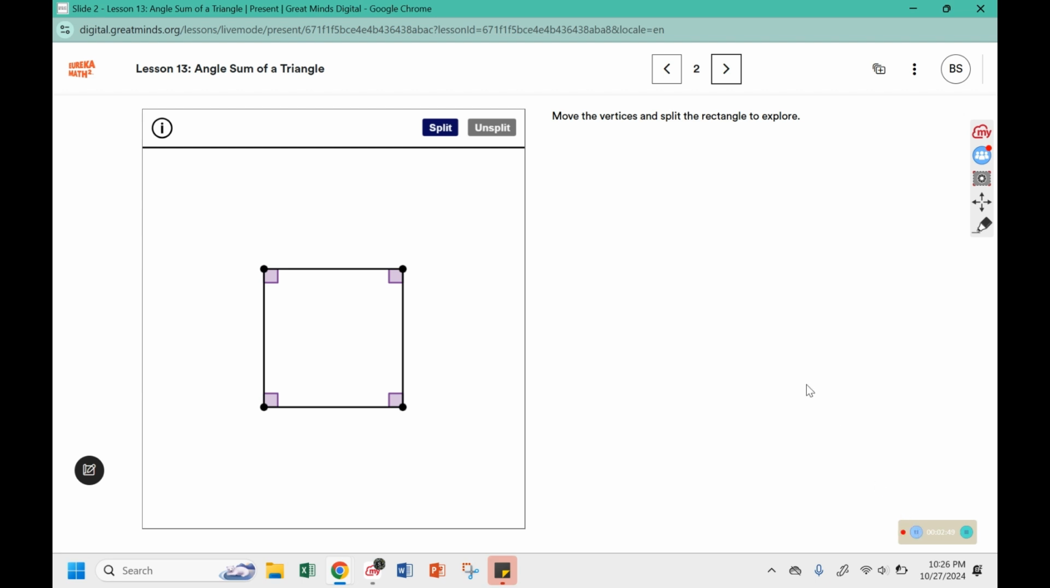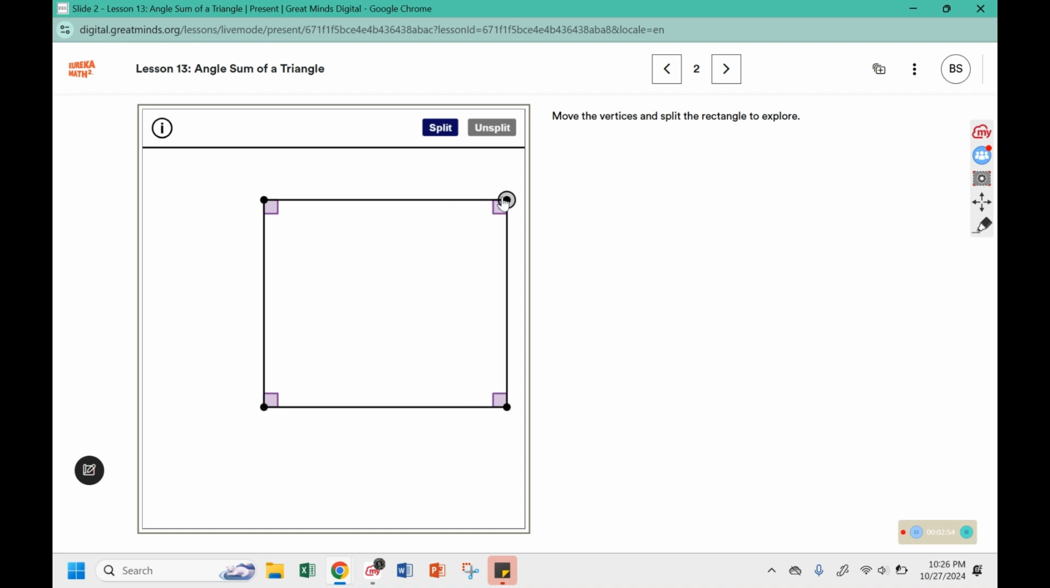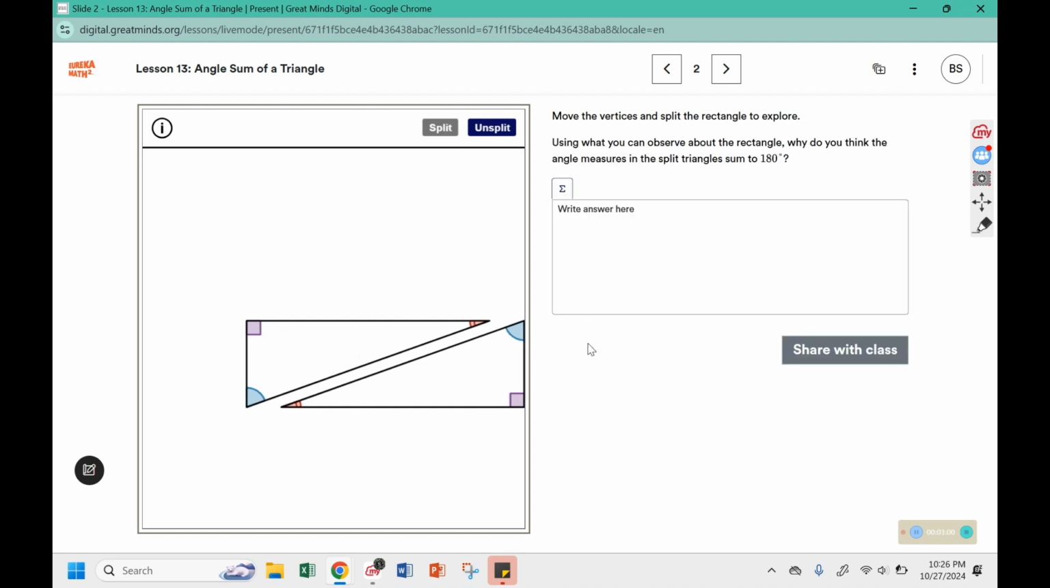Move the vertices and split the rectangle to explore. So maybe we're going to make a really long and narrow rectangle and then click split. Using what you can observe about the rectangle, what do you think the angle measures in the split triangles? Why do you think the angle measures in the split triangles sum to 180 degrees?